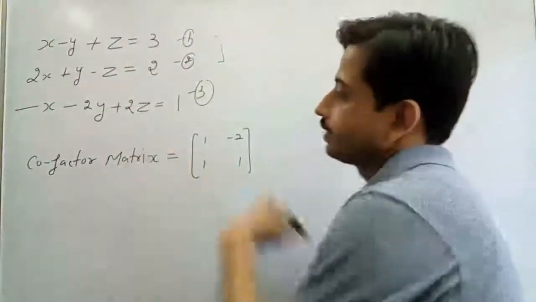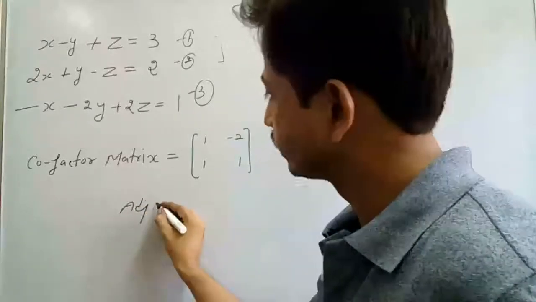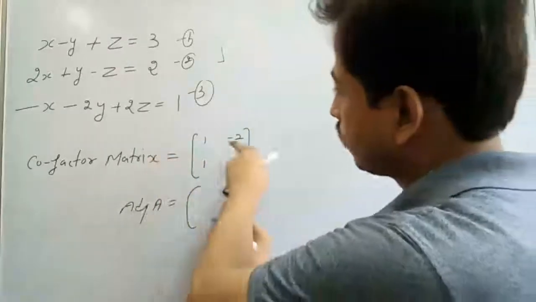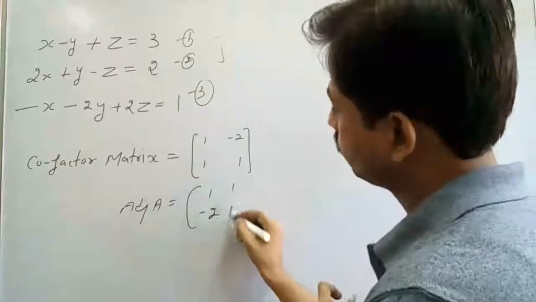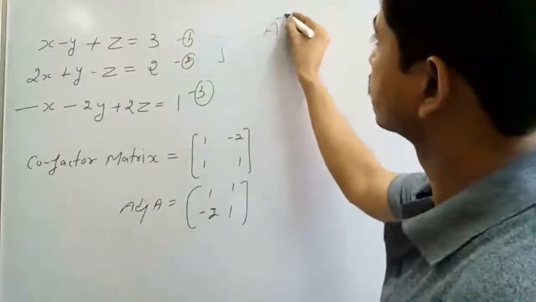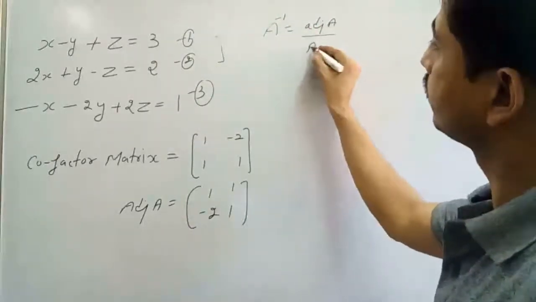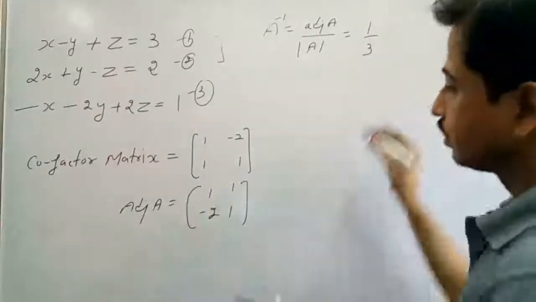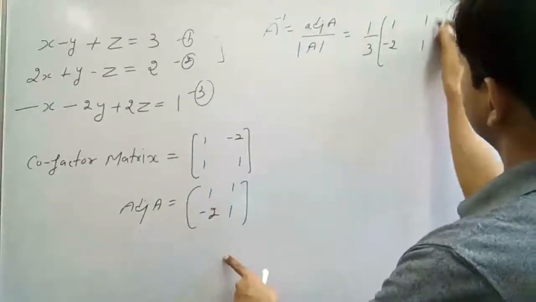Now I write the cofactor matrix, and the next step is to find the adjoint. Adjoint of A is what? We have to take the transpose. Now take its transpose: 1, minus 2, and this 1 and 1. Now our next step is to find A inverse. A inverse is what? Adjoint of A divided by determinant of A. And we know the determinant is 3 and the adjoint of A is 1, minus 2, 1 and 1.